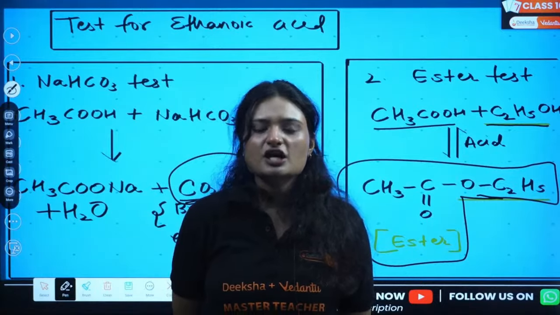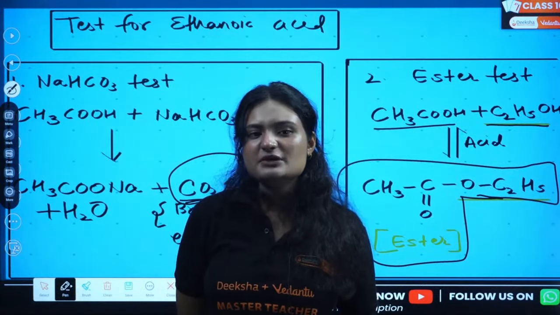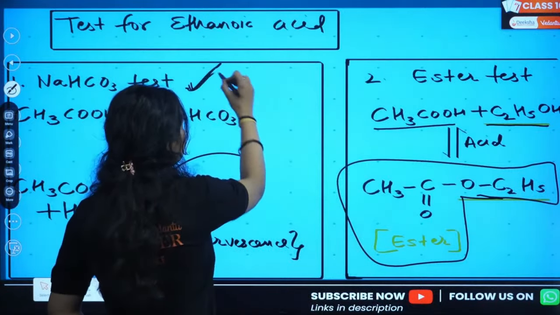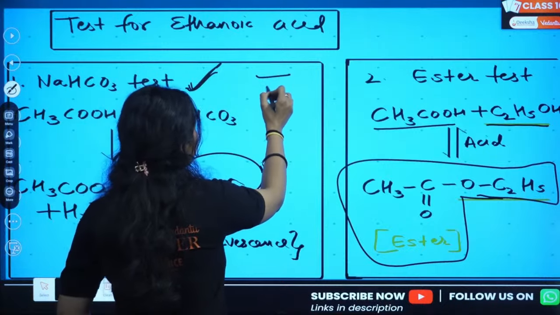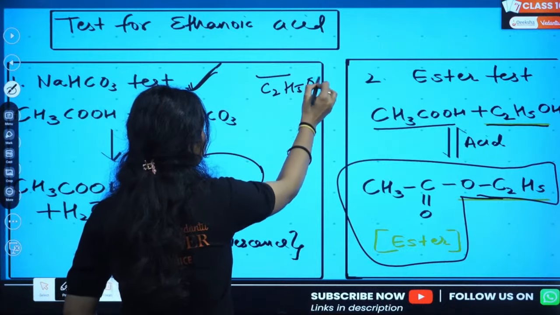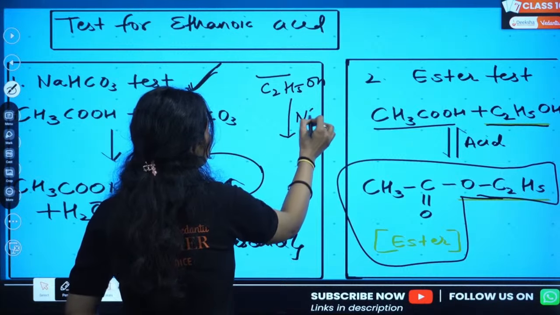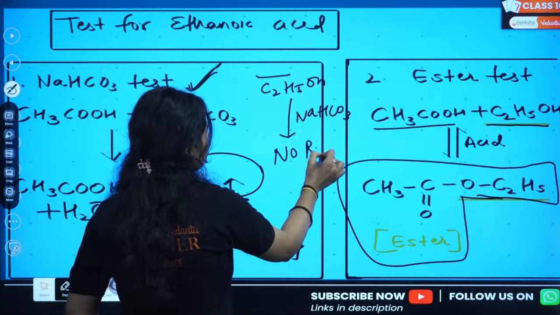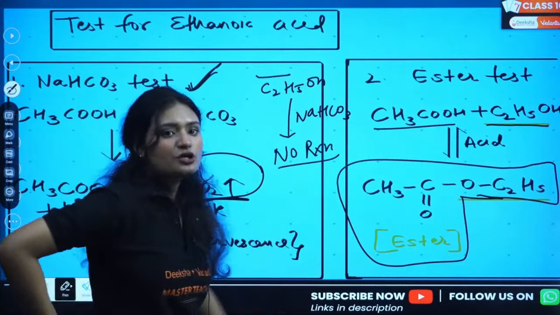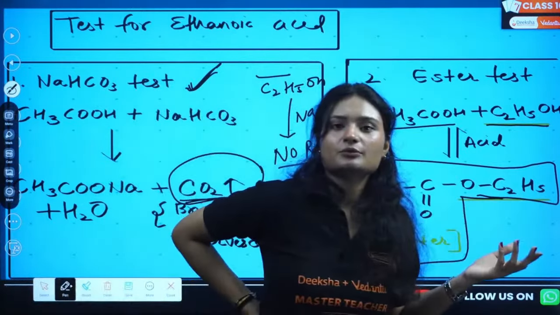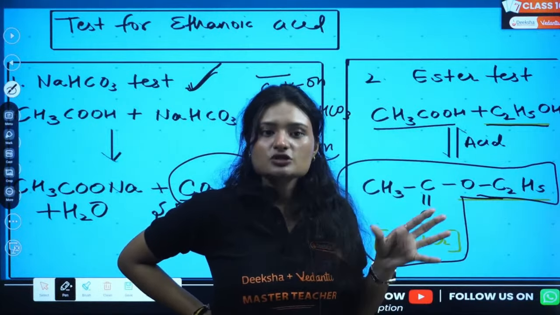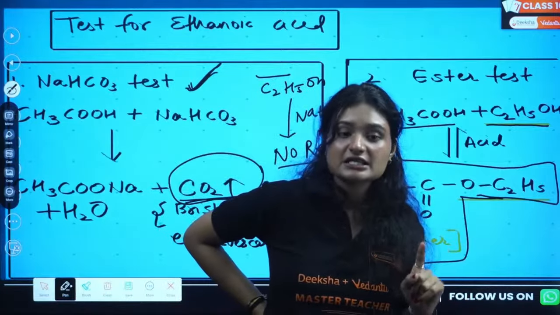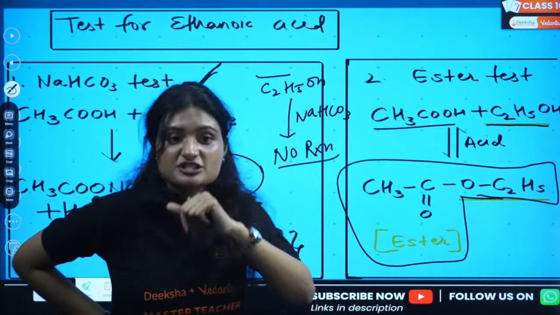One more thing: if you want to differentiate between ethanoic acid and ethanol, then also you use this test, because if you have ethanol, which is C2H5OH, and you treat it with sodium hydrogen carbonate, there will be no reaction. So the sodium hydrogen carbonate, or sodium bicarbonate, test is also used to distinguish between ethanol and ethanoic acid. Clear? And one more is there, the litmus test, right?